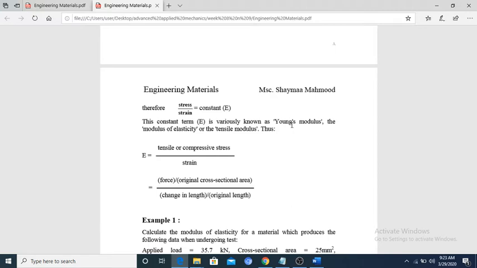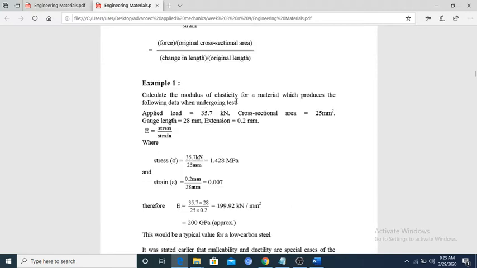Okay, so for example, calculate the modulus of elasticity for a material which produces the following data when undergoing a test. The applied load is 35.7 kN, cross-sectional area is 25 mm squared, gauge length is 28 mm, extension 0.2 millimeter. So E is equal to stress divided by strain, where stress is equal to 35.7 divided by 25, which is equal to 1.428 megapascal, and strain is equal to 0.2 divided by 28 millimeter, which is equivalent to 0.007.